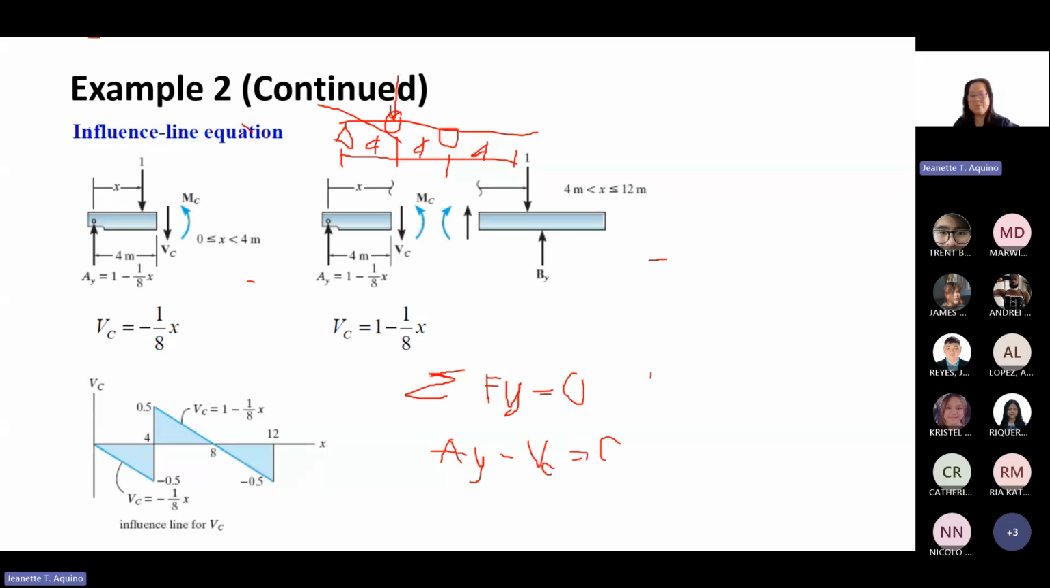If you only have two forces, then BC will be equal to AY. BC is equal to AY, and AY is equal to 1 minus 1 over 8x. Okay, so then we can plot this equation.